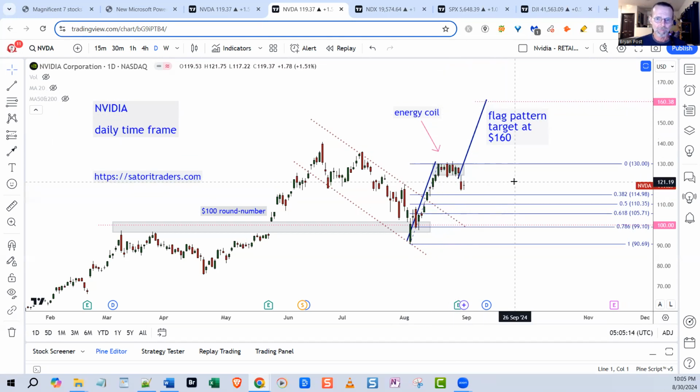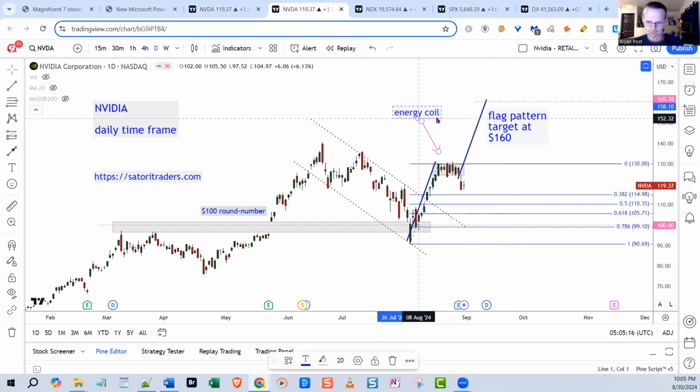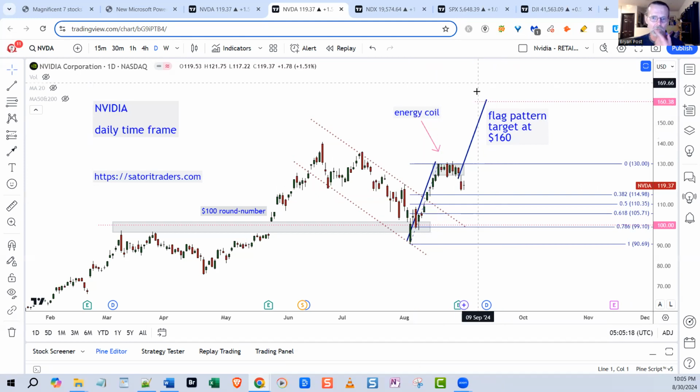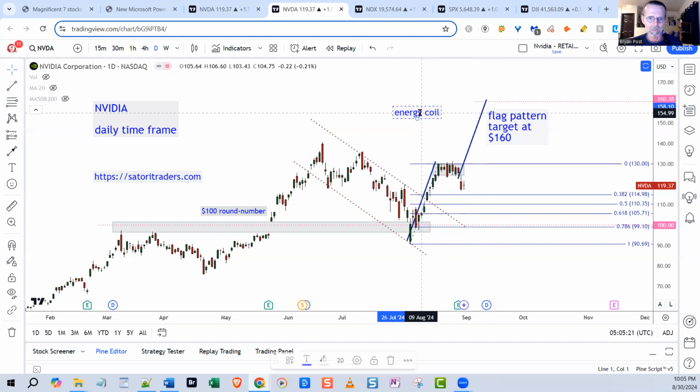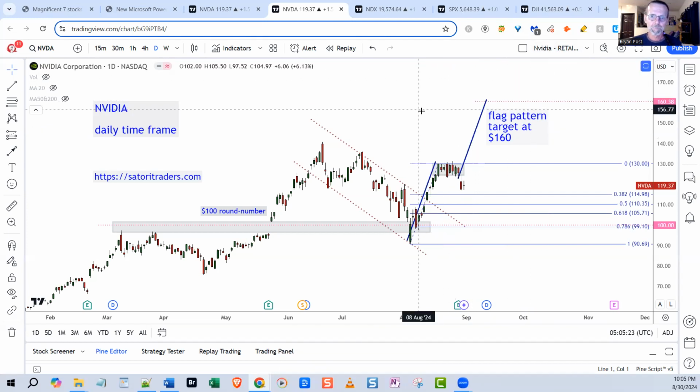So let's talk now about price targets. Let me get rid of that. It's a distraction. So obviously with the flag pattern, we've got an upside target at 160, but that pattern has been invalidated. And so what we're looking for now is where might price find support? What's the downside to this movement? And so there's a number of possible targets.